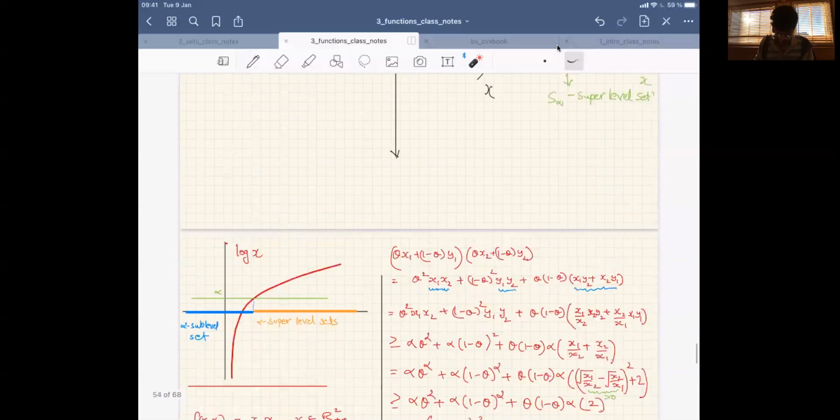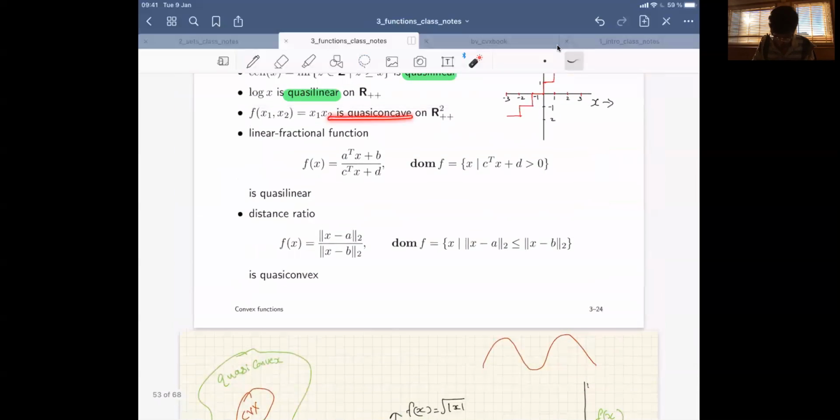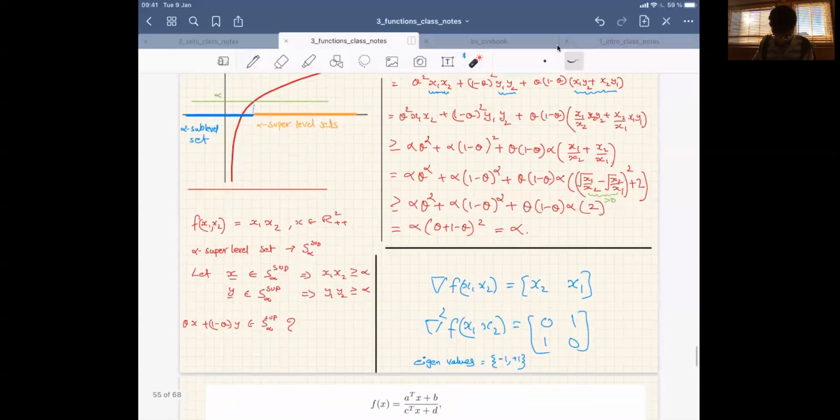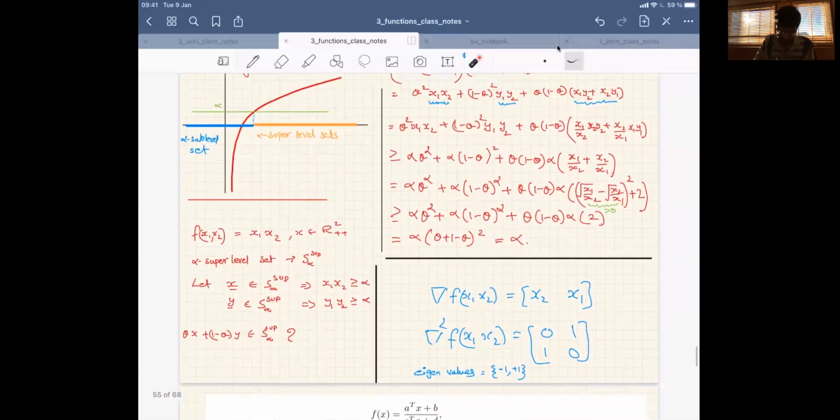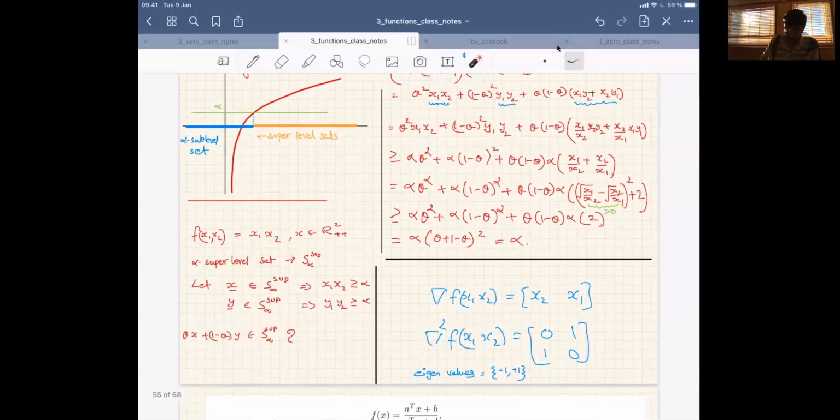Let's see what it is. It is saying that it is quasi-concave. You can see this is my function, defined like this. So let's consider the super level set, S alpha, the super level set.